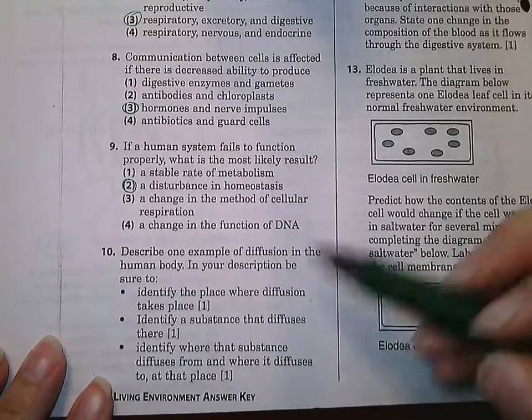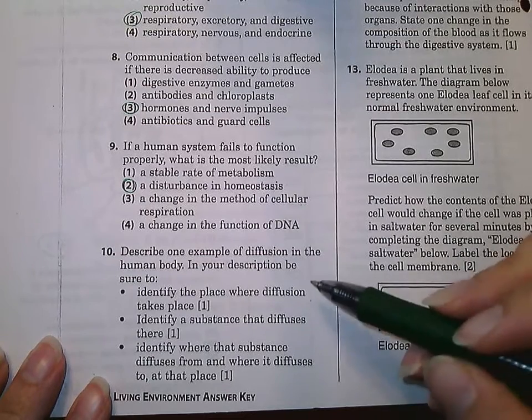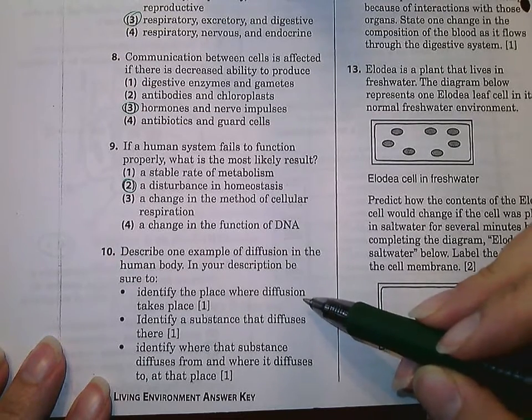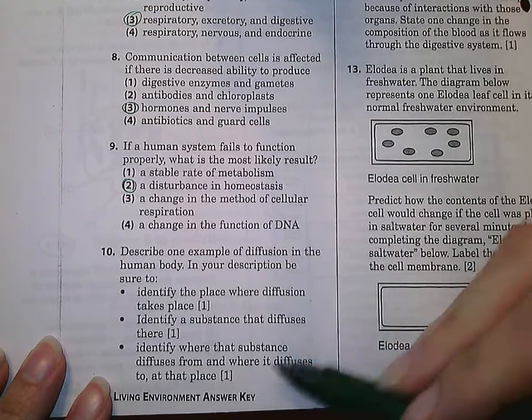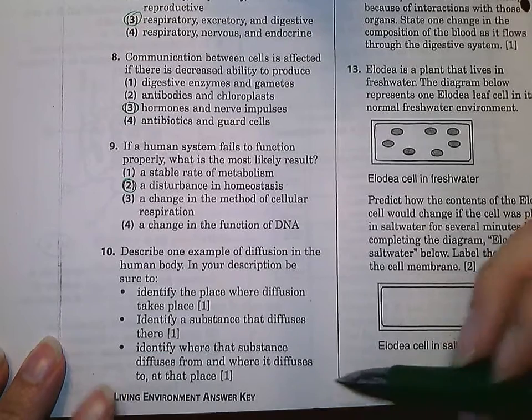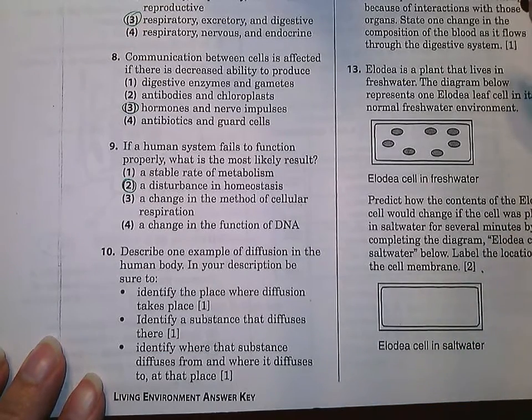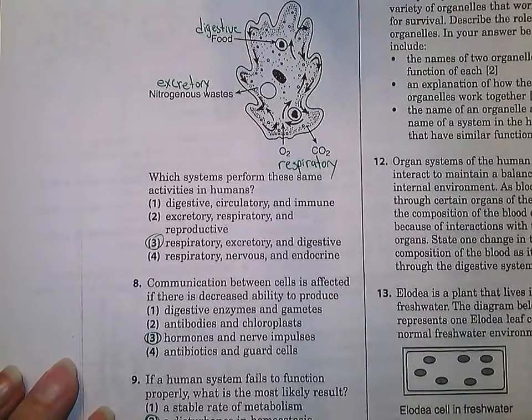Question 10 is a multi-part constructed response question. I did it on a separate sheet of paper, but we wanted to identify a place where diffusion takes place, a substance that diffuses there, and where it diffuses to and from. It's a pretty complicated question, but it has many different possible answers that we could choose from.